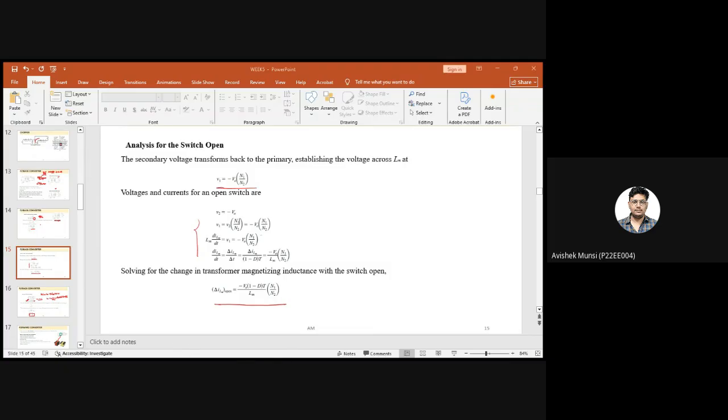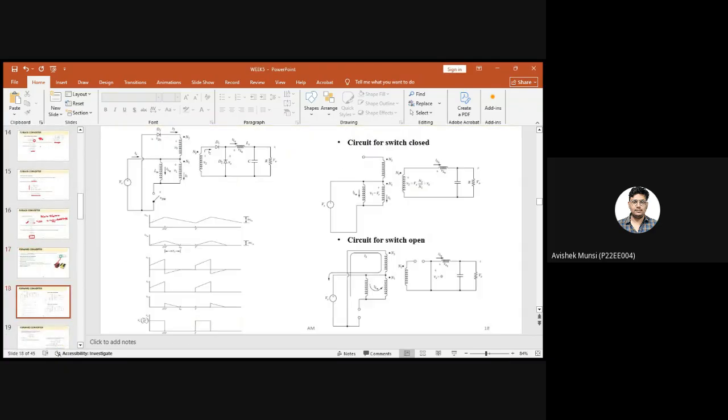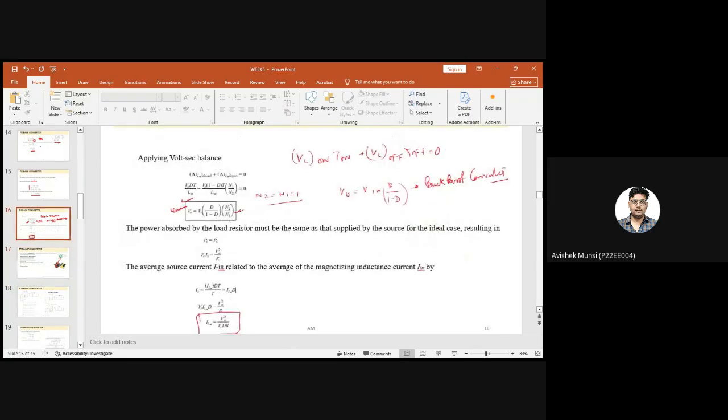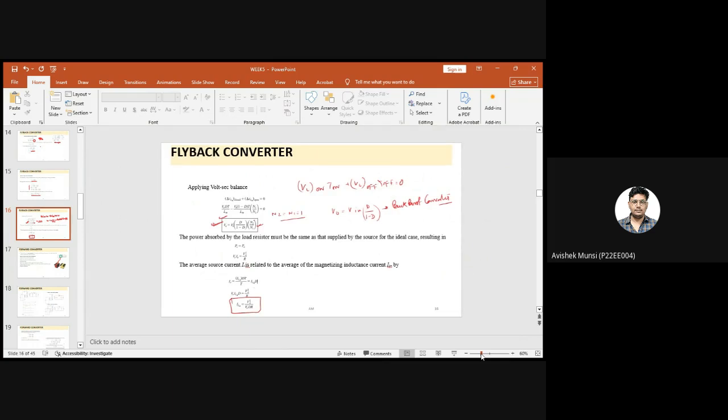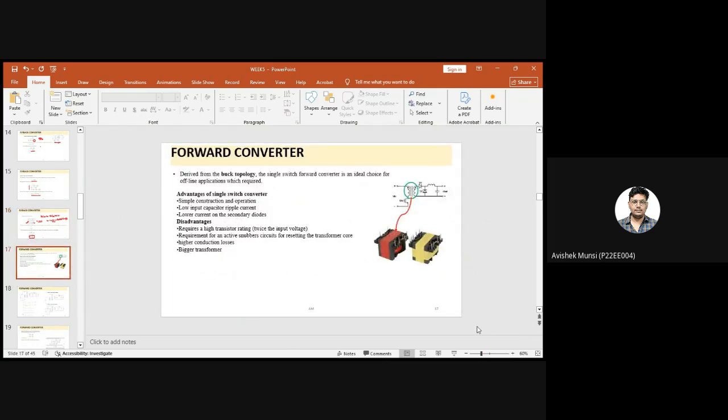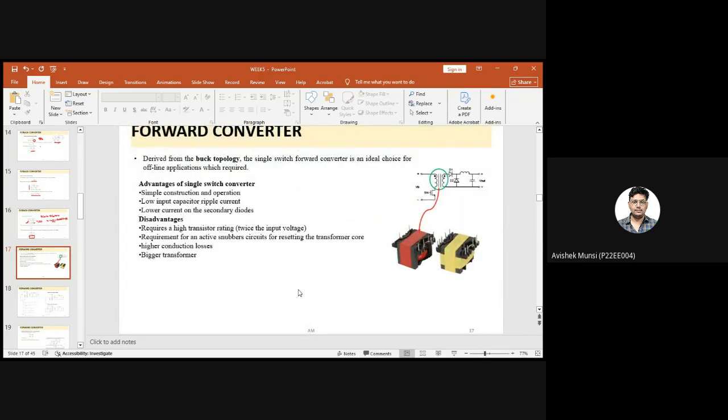I hope you have all learned it. Next is the forward converter. The forward converter is derived just like the flyback, which is derived from the buck-boost topology, but the forward converter is derived from the buck topology. It acts as a buck converter, right? If you find out the equation, it acts as a buck converter. So this is a forward converter.